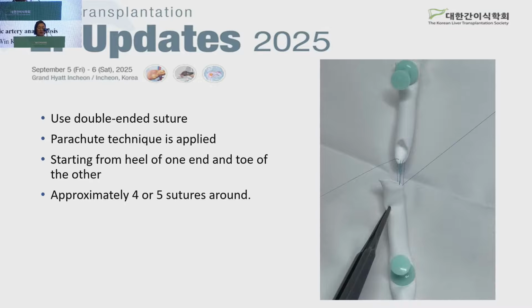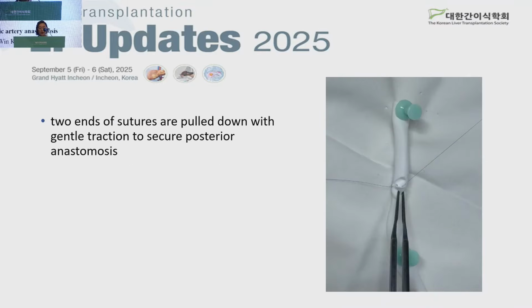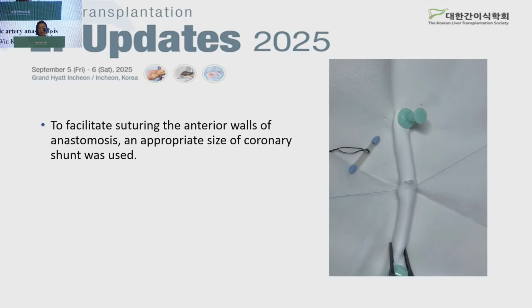I use a double-ended suture, and the parachute technique is applied starting from the heel of one end and the toe of the other end, approximately 4 to 5 sutures around, and the two ends of the sutures are pulled with gentle traction to secure the posterior anastomosis. After finishing the posterior wall, to facilitate suturing the anterior wall of the anastomosis, I choose the appropriate size of coronary shunt and then put it into the artery.